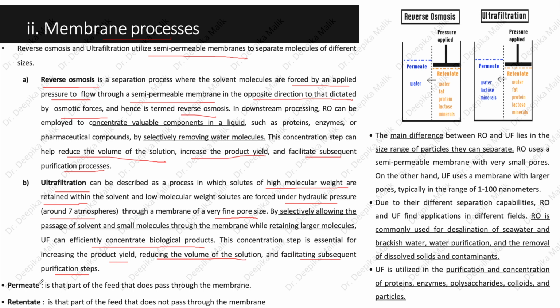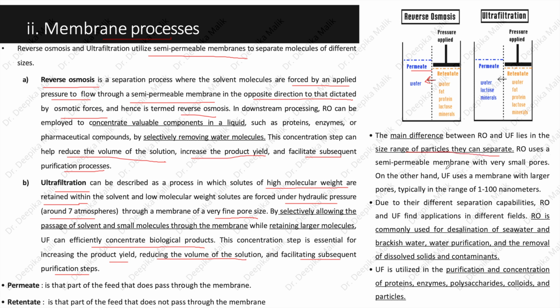Already discussed earlier while discussing filtration processes, permeate is that part of the feed that does pass through the membrane, and retentate is that part of the feed that does not pass through the membrane. Now the main difference between reverse osmosis and ultrafiltration lies in the size range of particles they can separate.